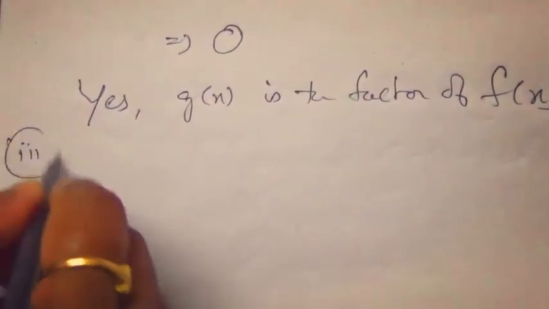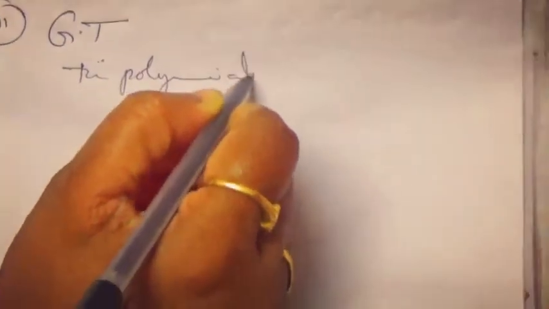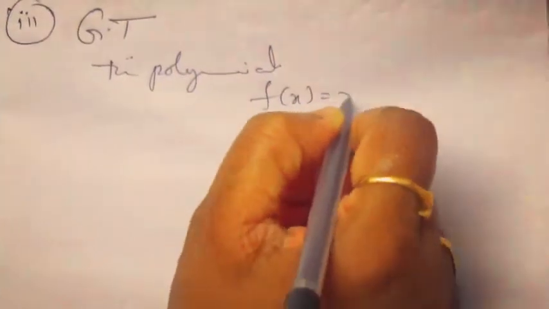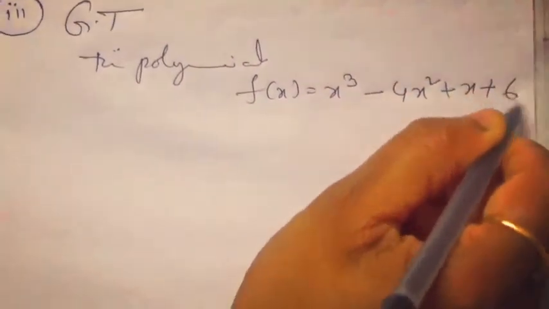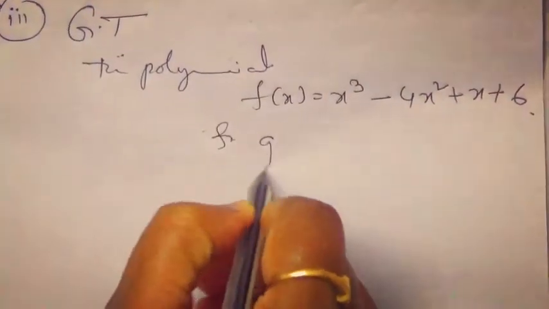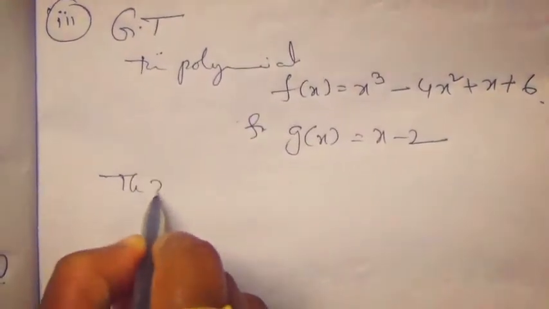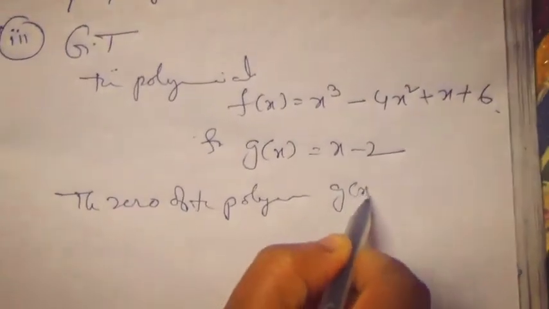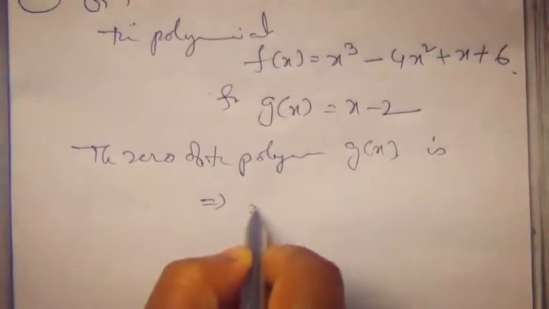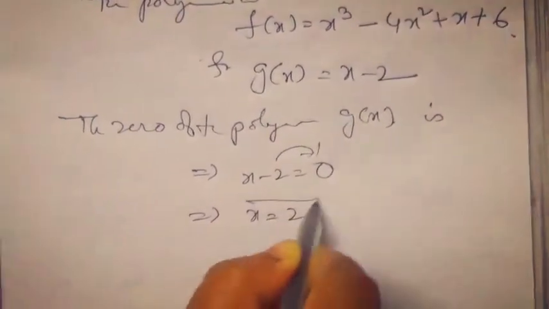So third sum. Okay, given that the polynomial f of x is equal to x cube minus 4x square plus x plus 6, and g of x is equal to x minus 2. The zero of the polynomial g of x: x minus 2 is equal to 0, that implies x is equal to plus 2.